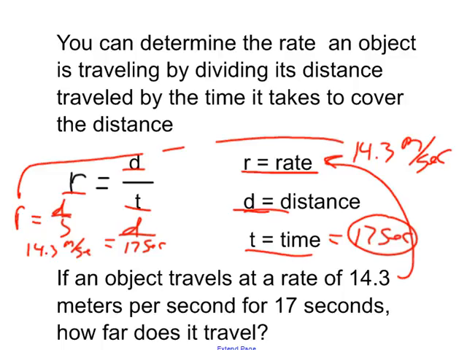To solve that equation, I'm going to multiply both sides by 17 seconds, so I can get these to cancel out, just leaving me my distance. And I've got 17 seconds times 14.3. Using a calculator again, 7 times 3 would be 21, carry the 2, 7 times 4 would be 28, plus 2 would be 30, carry the 3. Working that out makes that work out to be 243.1.